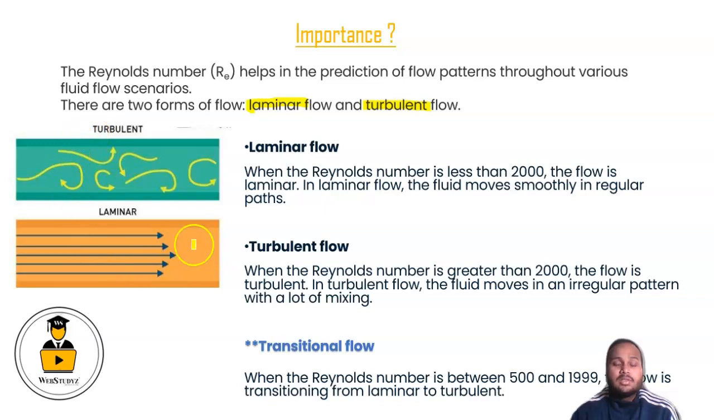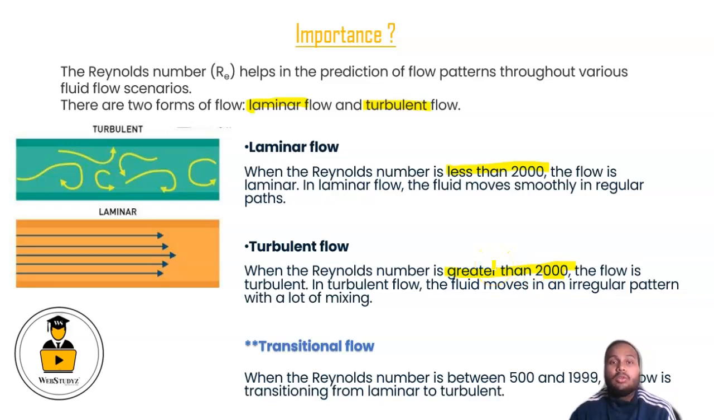As this diagram suggests, in laminar flow the fluid moves smoothly in a regular path, which is known as laminar flow. When irregular patterns are observed and the fluid is not flowing smoothly, it is called turbulent flow, as the name suggests. The condition for laminar flow is that the Reynolds number is less than 2000. For turbulent flow, if it is greater than 2000, then the flow is turbulent.